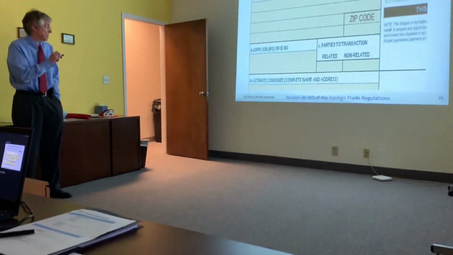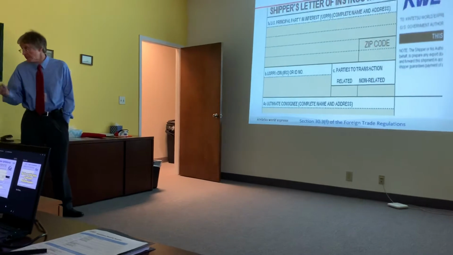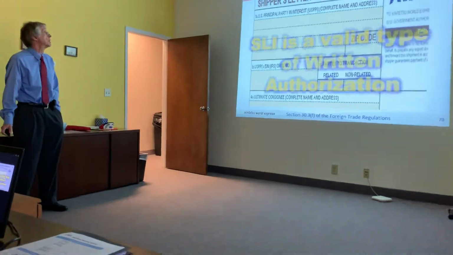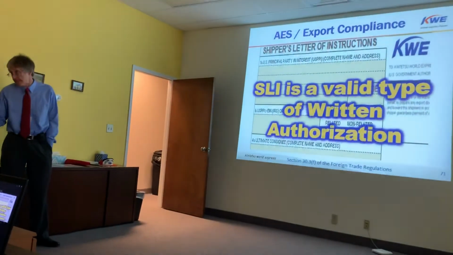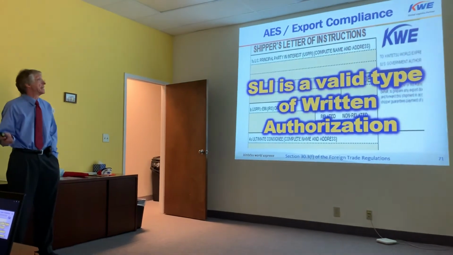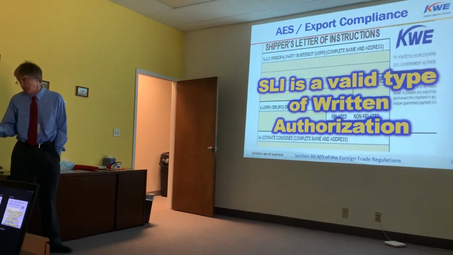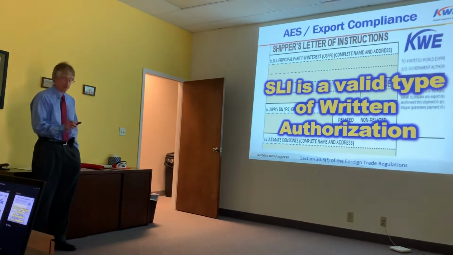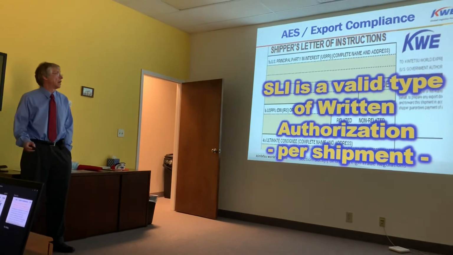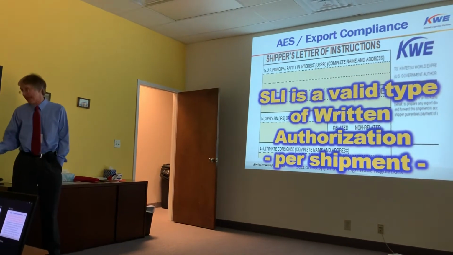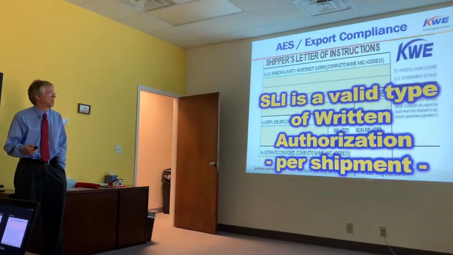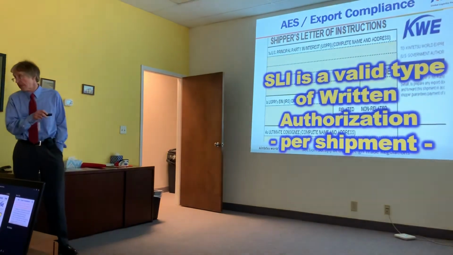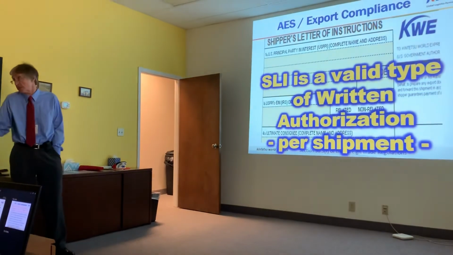Now, this is an SLI, our own SLI, which I think most of us, if not all of us, are familiar with in this room. Understand that the SLI is a valid type of written authorization that the shipper, the USPPI, can provide to us. It is referred to as transactional authority. So if the shipper does not want to give us a POA or written authorization form, then they have to give us an SLI for every shipment. And there are some customers that do that.